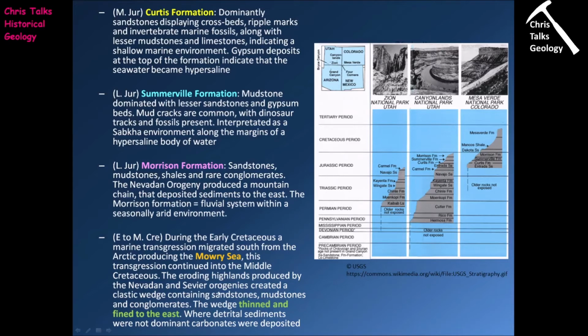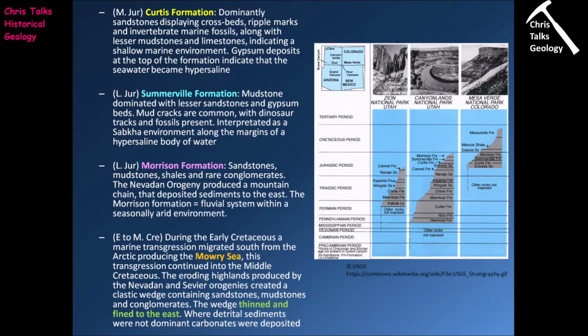So this leads to the formation of what's called a clastic wedge, which is a large triangular shaped package of rocks. And this clastic wedge contains sandstones, mudstones and conglomerates. Now the wedge will thin and fine to the east. So if we look at our wedge, it's thickest on the western side and thinnest on the eastern side.